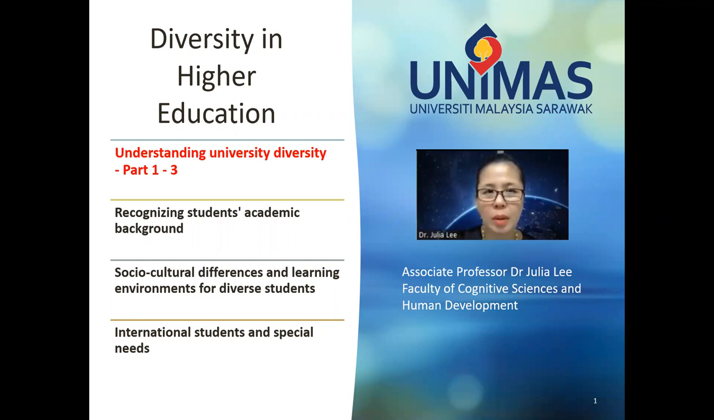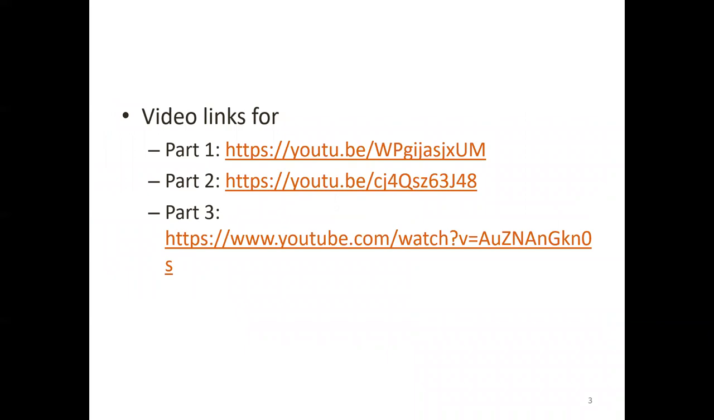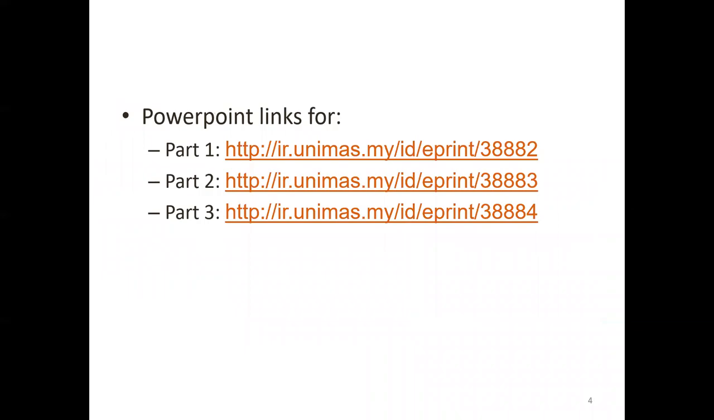The title is Diversity in Higher Education, specifically on Understanding University Diversity, Parts 1, 2, and 3. I'm Associate Professor Dr. Julia Lee from the Faculty of Cognitive Sciences and Human Development, University Malaysia, Sarawak. There are three types of resources that I'm sharing, which are the videos and the PowerPoint in three parts. The video links are as shown on the projection, and the PowerPoint links are also on the projection here.